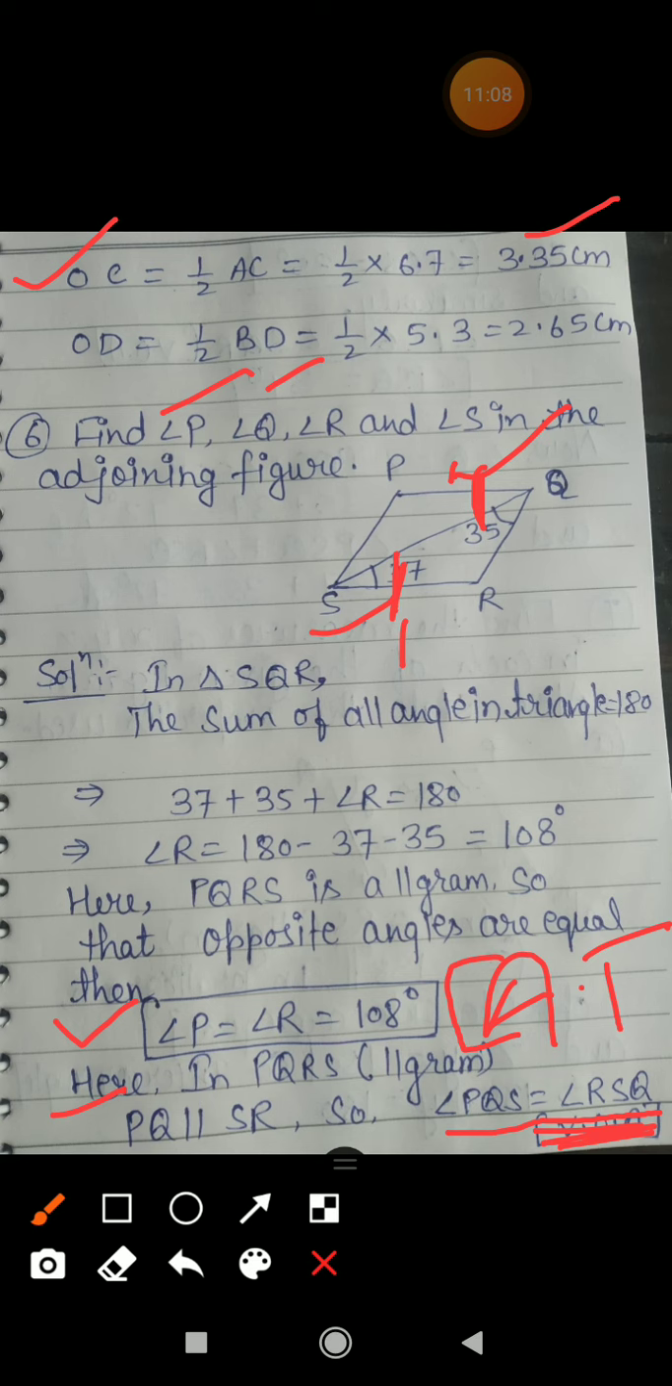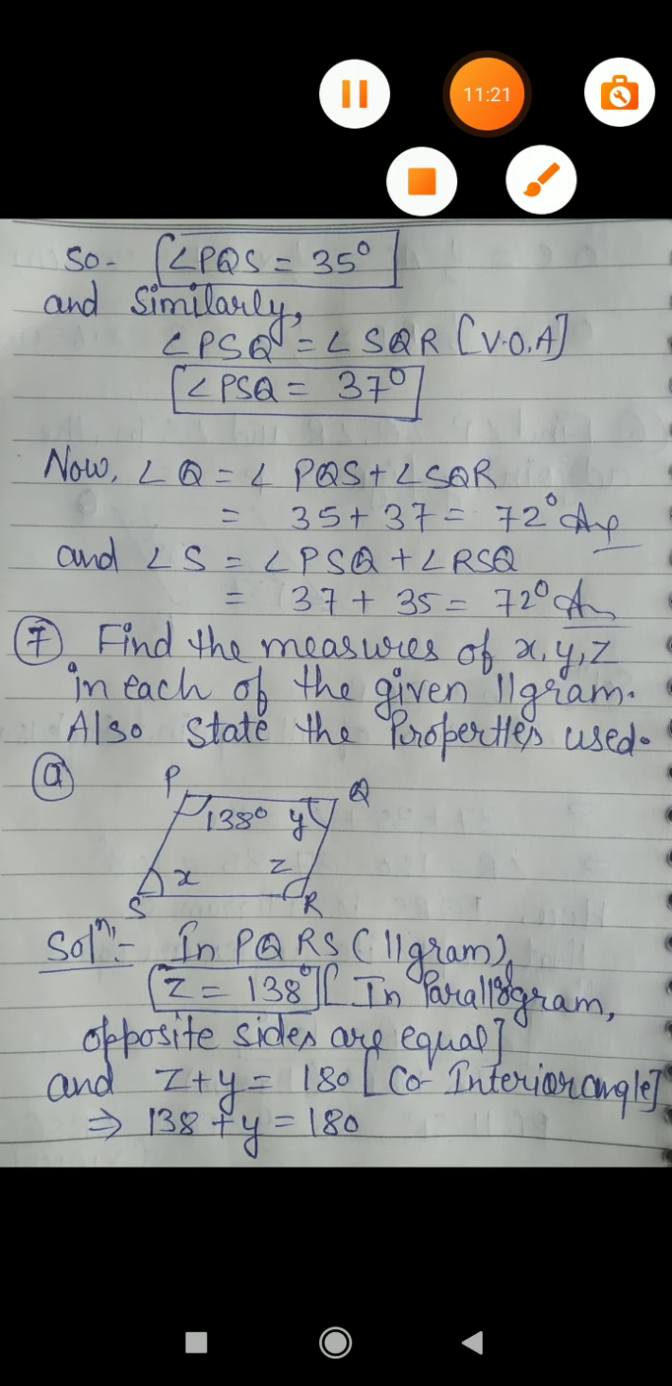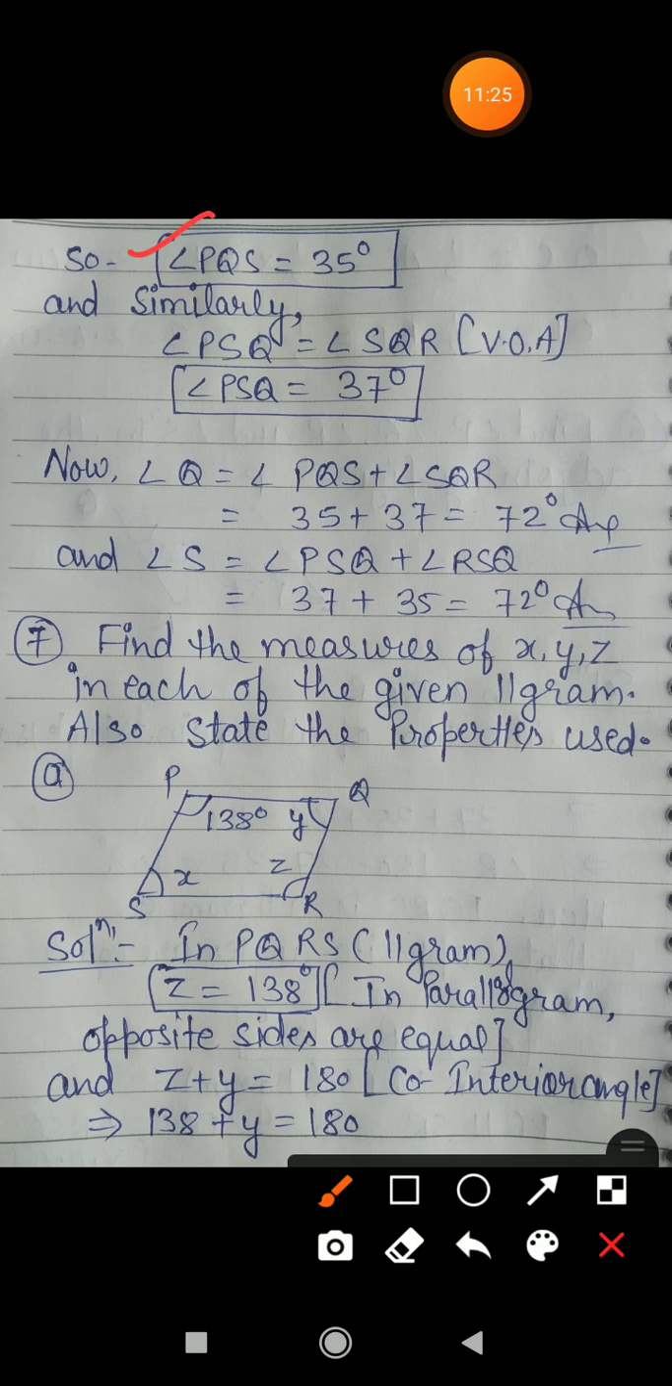Then you very well know the value of RSQ, that is 37. So angle PQS is also 37. Now we have to write here the value of PQS. Not 35 here, this is PQS, so PQS is 37, so you have to write 37 here. You have to cut this value and write 37.